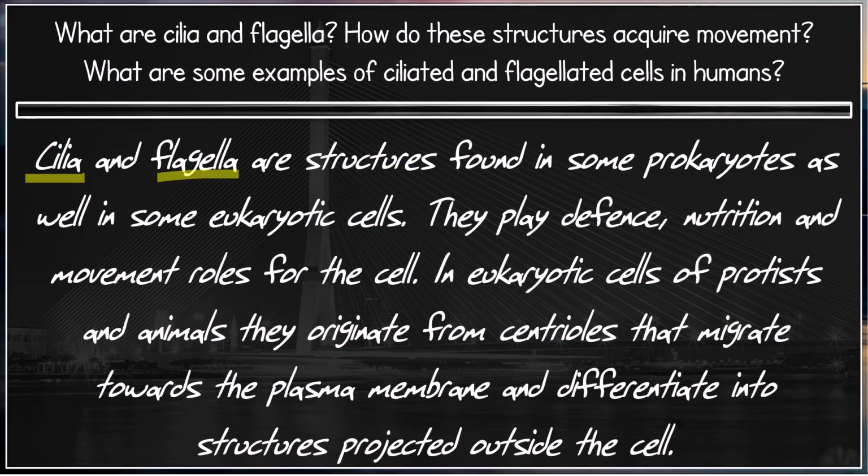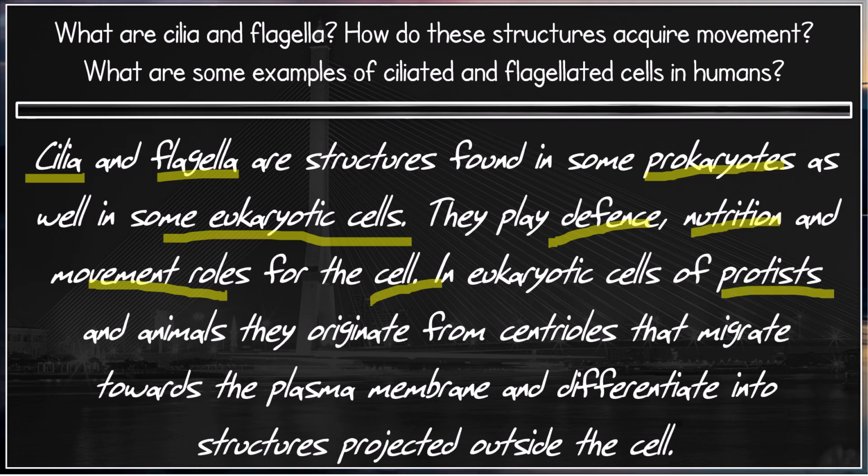Cilia and flagella are structures found in some prokaryotes as well as in some eukaryotic cells. They play defense, nutrition, and movement roles in the cell. In eukaryotic cells of protists and animals, they originate from the centrioles that migrate toward the plasma membrane and differentiate into the structure projected outside the cell.